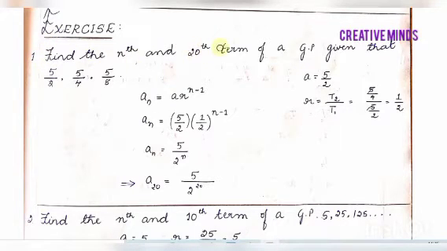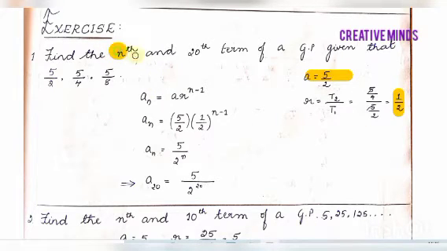Find the nth and 20th term of the GP given that 5 by 2, 5 by 4, 5 by 8 is given. So the value of A is 5 by 2, the first term. And R we can easily calculate by T2 by T1, that is equal to 5 by 4 divided by 5 by 2, that is equal to 1 by 2, cancelling the 5.